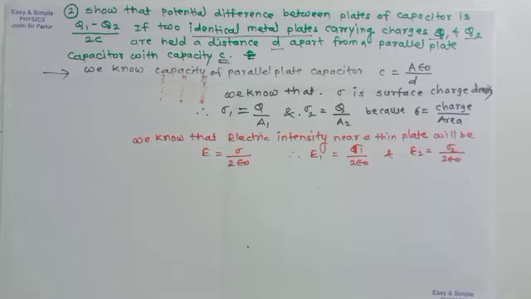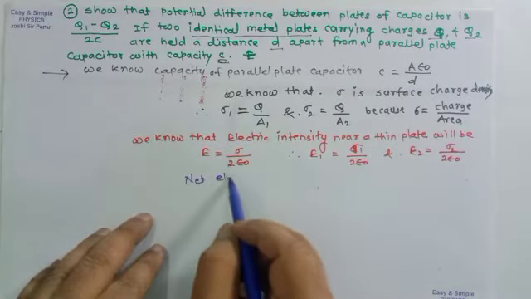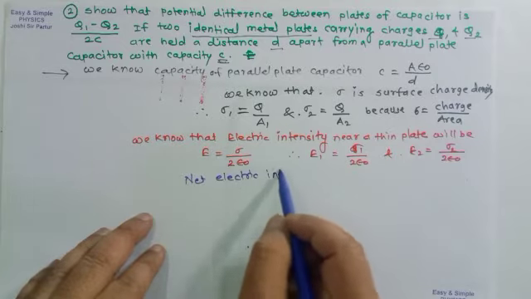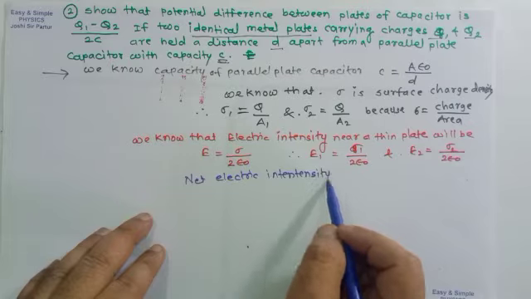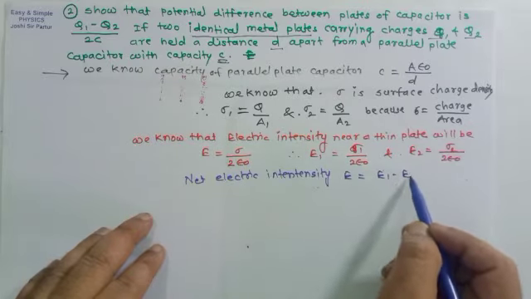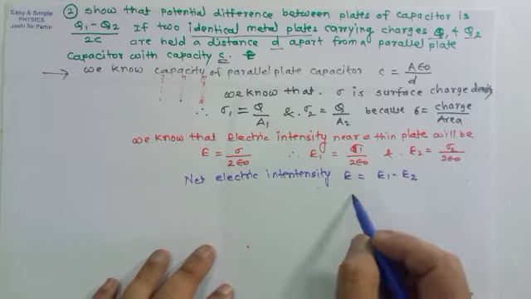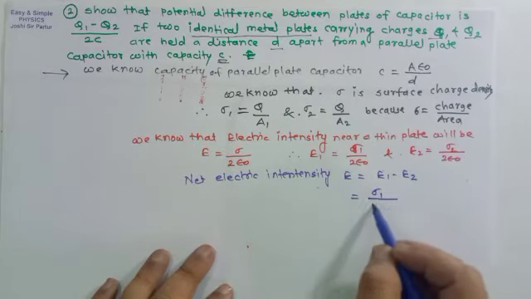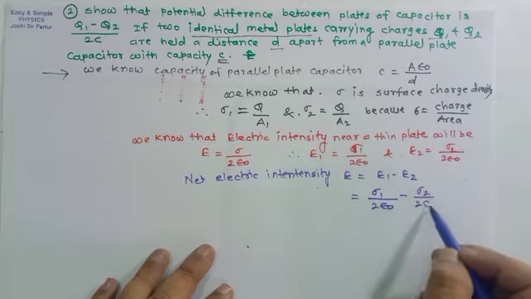Here, the net electric intensity, or net electric field, E is equal to E1 minus E2. By substituting, here sigma 1 upon 2 epsilon 0 minus sigma 2 upon 2 epsilon 0.